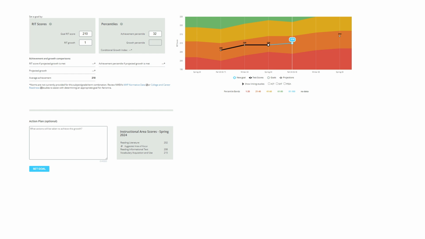So if you click on those double arrows next to growth goal, you will see this screen. It will show you that data over time chart, and it will default to information on where the student is projected to go next.